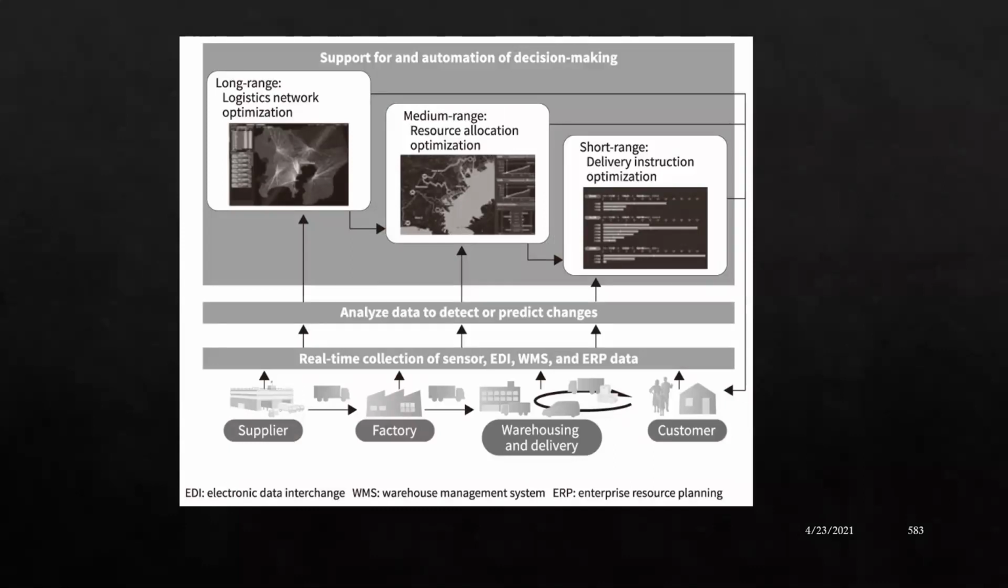We're already seeing Amazon.com gradually turning into smart warehousing, with a lot of automated robots and things like that.